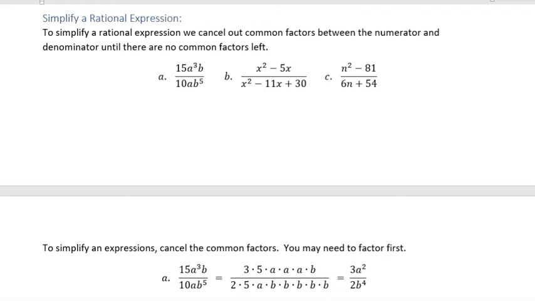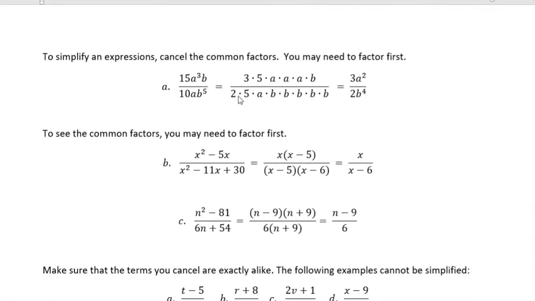In the first one, we want to simplify by just canceling the common factors. You may need to factor first. You may not need to. In this first example, I did write this out in factored form so we could see it clearly, but you may not need to do that. 15 I could write as 3 times 5, and 10 I could write as 2 times 5. And when I cancel the 5s, you can see that I have the 3 and the 2 remaining. That's where I get the 3 over 2.